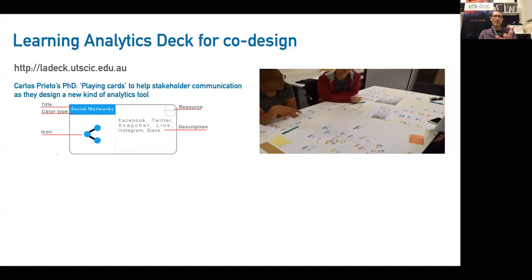So here's one approach. This is work with Carlos Prieto, who's another of our PhD students, very interested in co-design for learning analytics. He's developed a deck of playing cards that allow stakeholders to literally play a card when they make a contribution to the conversation. And the card has got a particular design. You can see the different features of a card here.